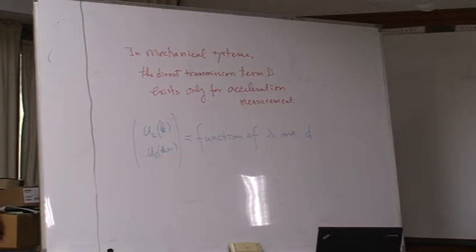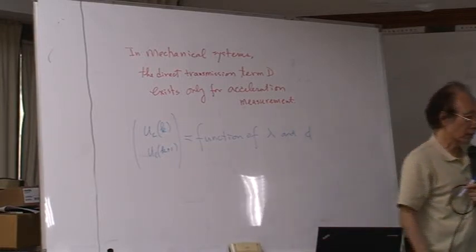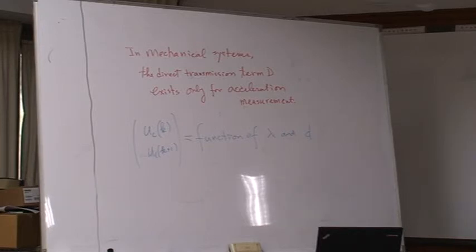So for our feedback control UC K and UC K plus 1, as soon as D is given and lambda is given, then if we have the past output measurements and the past input data, we will be able to compute the control force UC K and UC K plus 1. Okay? Now let's go to the next page.